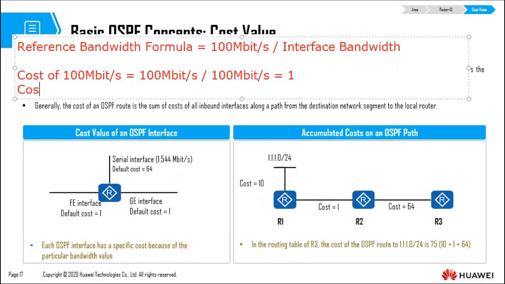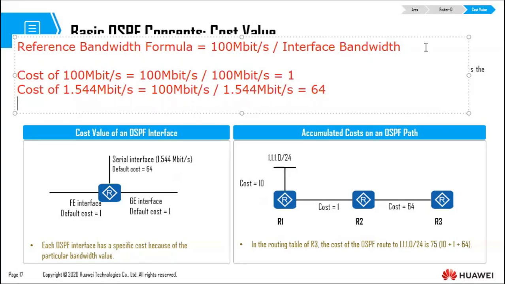Wonderful. What will be the cost of 1.544 megabits per second? It's going to be 100 megabits per second divided by 1.544 megabits per second, which is going to give us a cost of what? 64. If you do the division, it will come to around that, okay? Is that clear?